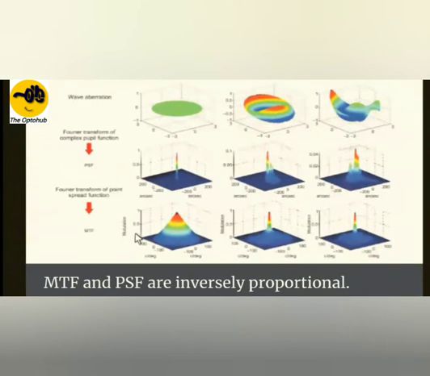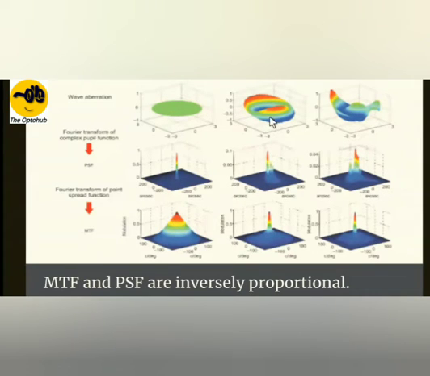So one should remember that modulation transfer function and PSF are inversely proportional to each other. Now over here, as you can see, this is an ideal optical system. Here the point spread function will be small, a very thin line, whereas the MTF is very spread. That means more of the contrast is getting passed through this specific optical system.